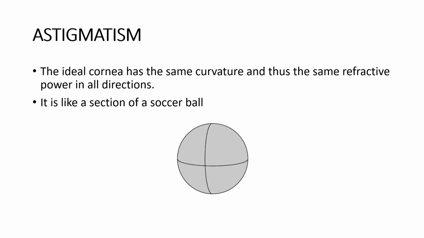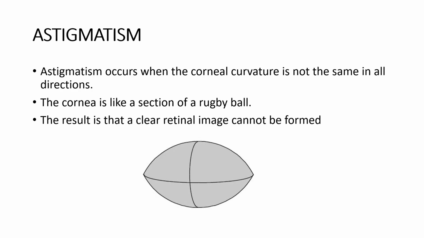And when a patient has astigmatism, the corneal curvature is not the same in all directions. It's more shaped like a rugby ball. Although this is a little bit overexaggerated, it's just to show the concept. So over here, the corneal curvature in the vertical is significantly more than the corneal curvature in the horizontal, and will result in astigmatism.